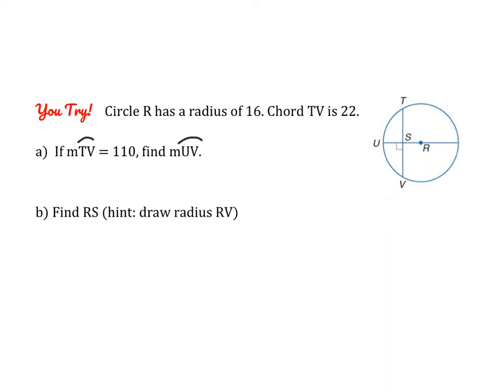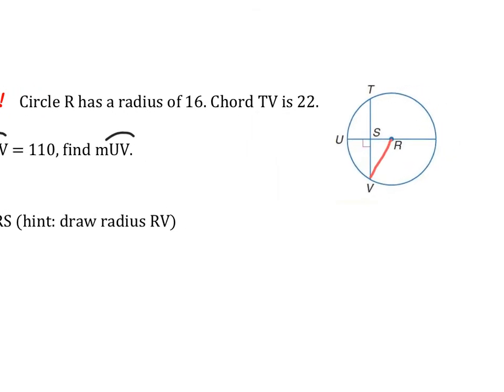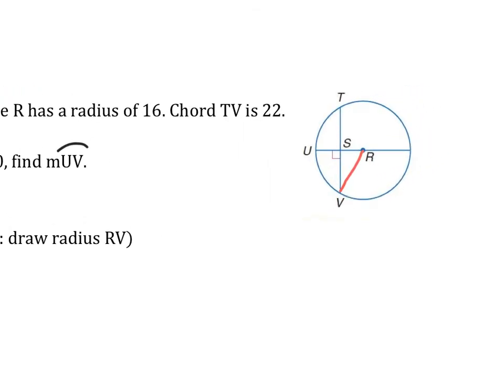All right, let's have a look. So here you can see that I gave you a little hint to actually draw in our own radius, RV, or you could do RT. So with the information we know, the radius is 16. And once again, we have a diameter this time that is perpendicular to the chord. So remember, it bisects the chord and the arc. And we know that TV, this entire chord, is 22. So half of that must be 11.